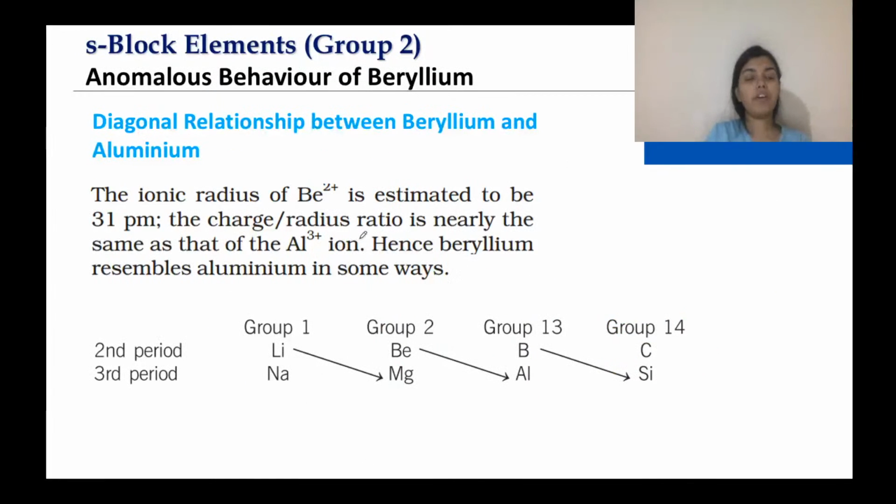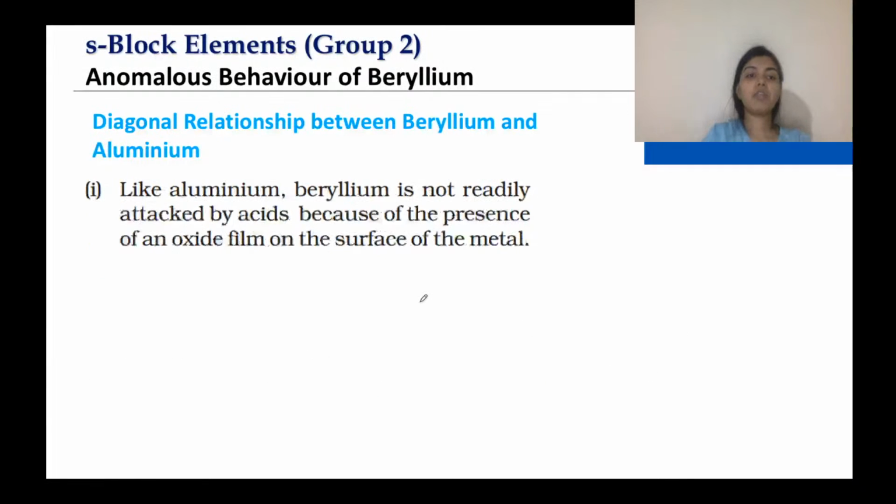Now next, we have already done the diagonal relationship between lithium and magnesium. Now beryllium's size will be similar to that of what? Aluminium, right? Due to the similar size, they will have somewhat the same physical and chemical properties too. So let us see what the common properties in them are.